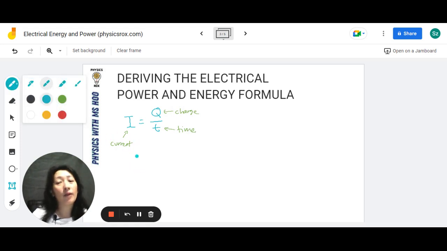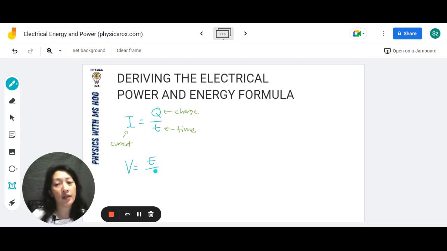Now let's recall what we have also learned before about potential difference. So potential difference is the work done or energy used to move a unit charge between 2 points in a circuit. So in terms of formula, it's energy over charge. So V here is potential difference, which is typically written as PD for short. E is the energy used, and Q is charge.